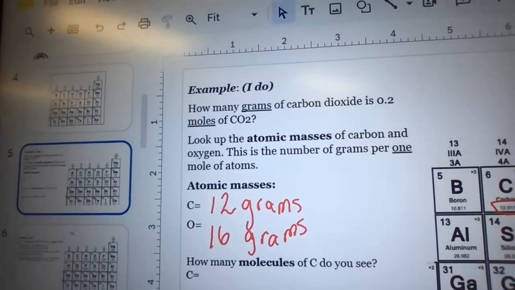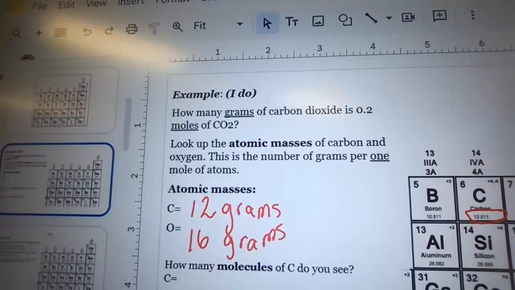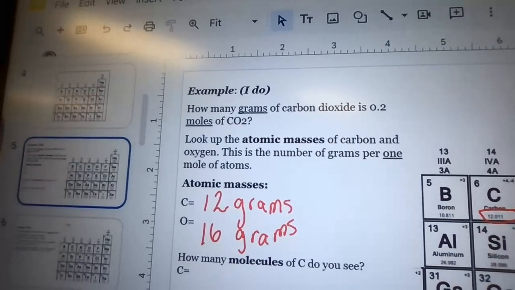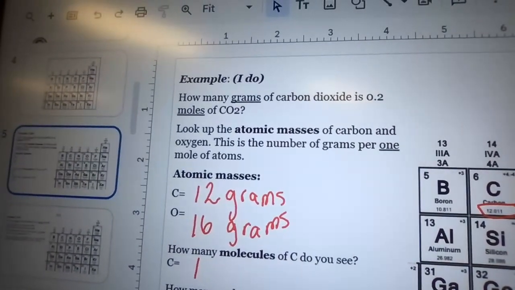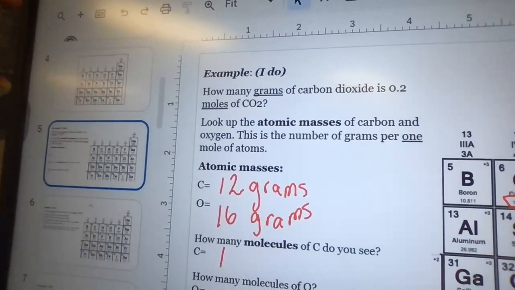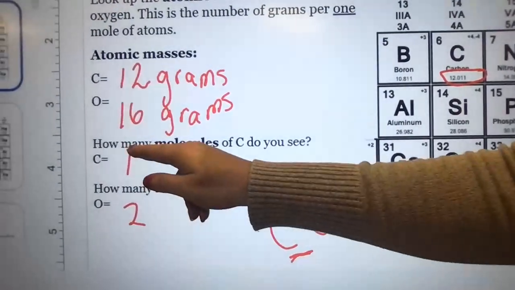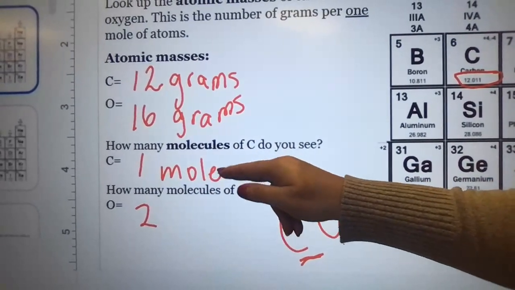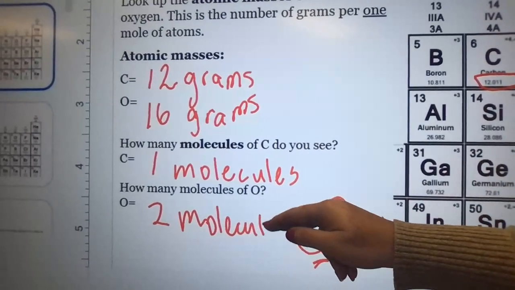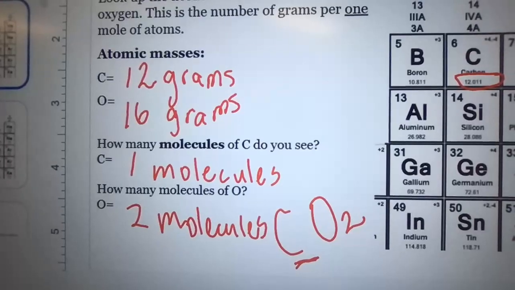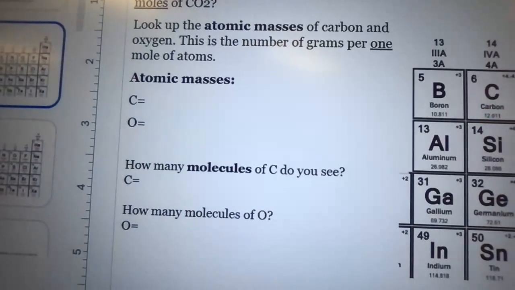Now it says, how many molecules do you see? Again, you have CO2 for carbon dioxide. C is 1 molecule, and oxygen is 2 molecules. So 1 molecule and 2 molecules, which is not the same as mole. Be careful with that. All right, let's move on. Next slide.